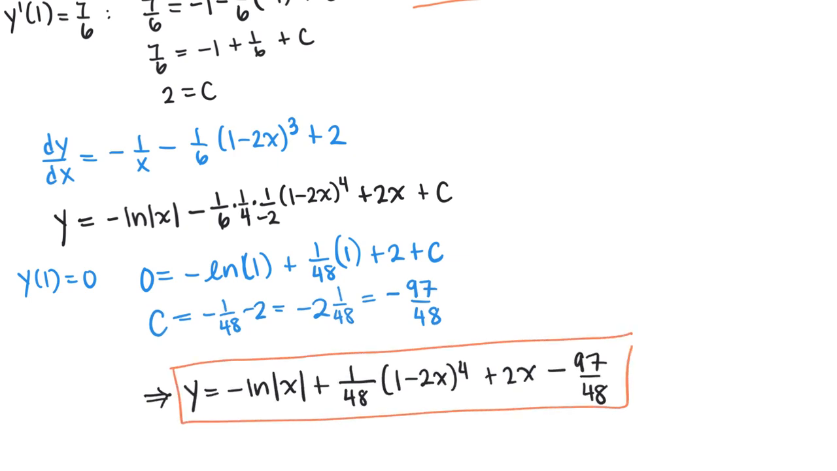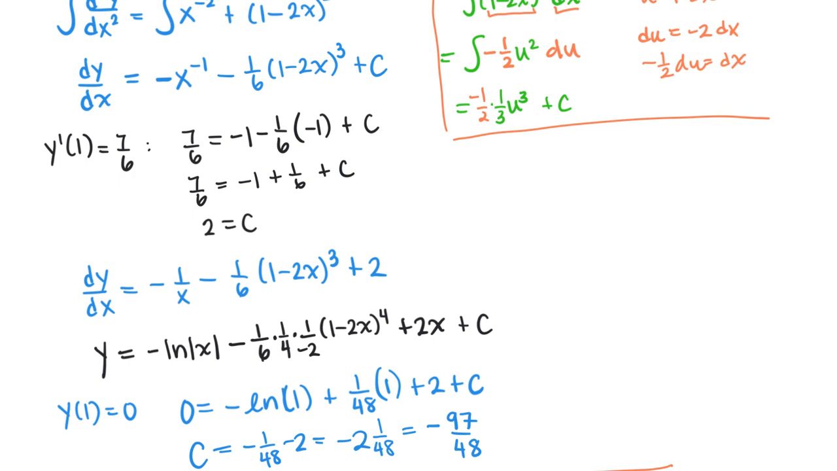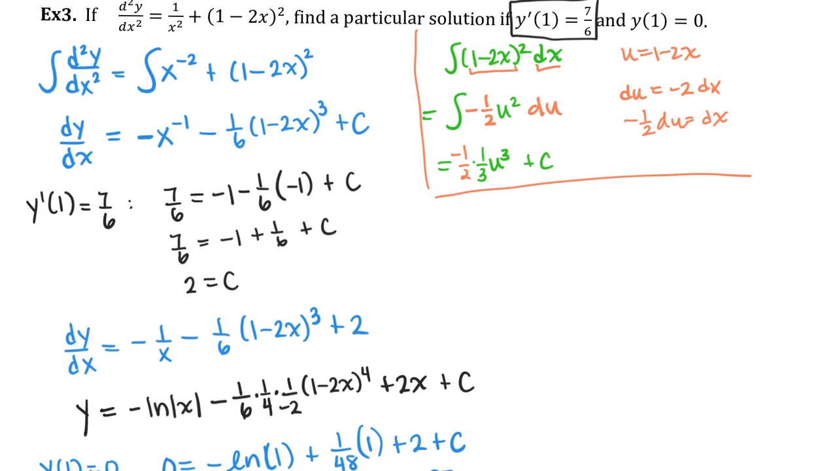Okay, now how could I check this? I could plug in 1 and make sure I get 0 from this function. If I take the derivative of this, I should get this. And then if I plug 1 into this, I should get 7/6. And then if I take the derivative of the derivative, I should end up with what they gave me at the very beginning.